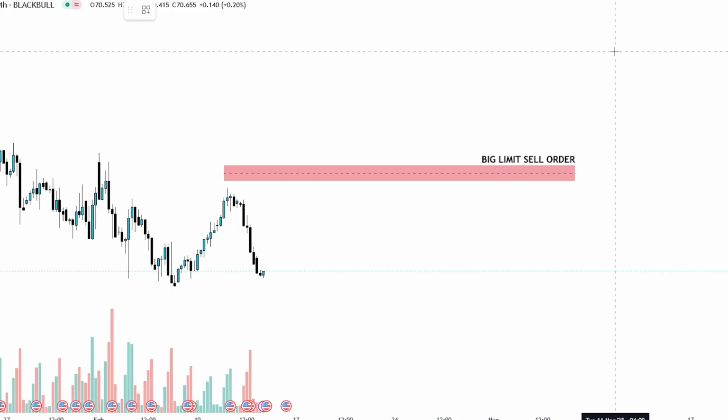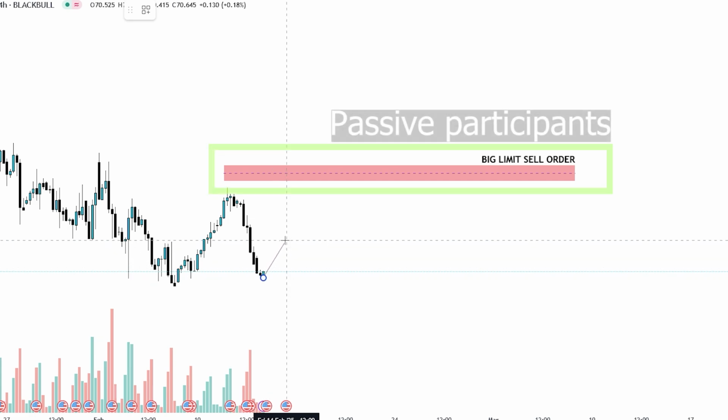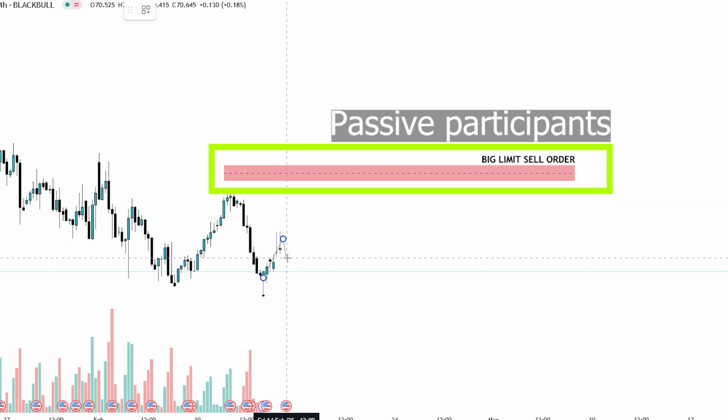And what is actually happening? In real markets, it means the fill of a big position. A huge institution has a big, chunky limit order at specific price levels. This is a limit order, a passive participant, because this order is too large for classic market execution. So they need to split these orders into smaller parts and enter as a passive participant.